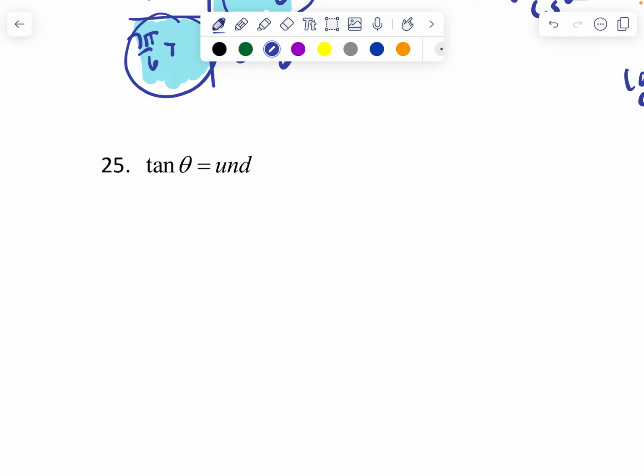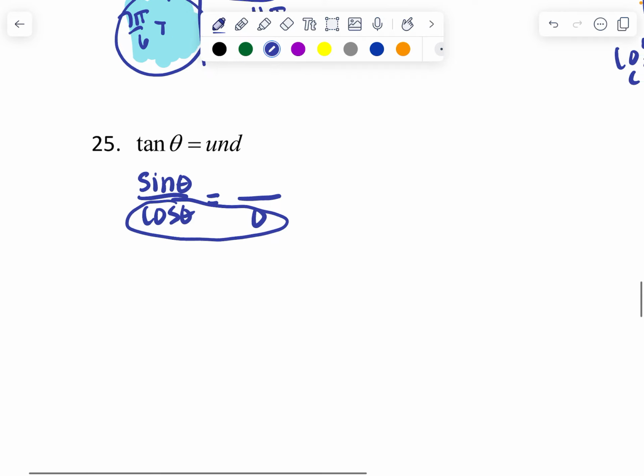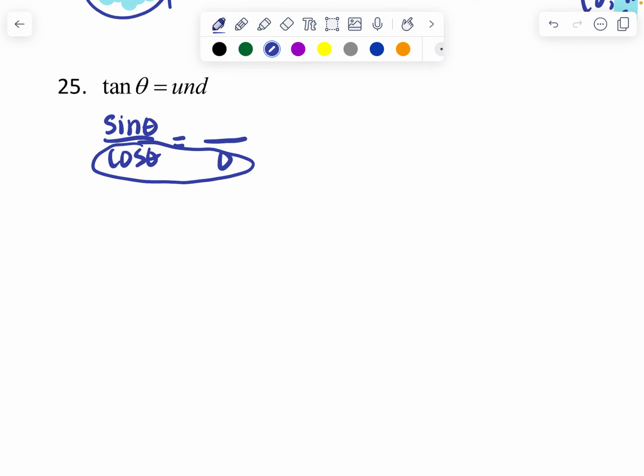Well, I don't really know anything about undefined for my chart, but I know that tangent is sine over cosine, right? Sine divided by cosine. Now, what does it mean to be undefined? Well, that means that you're dividing by 0. Doesn't really matter what's on top, but pretty much that says whenever cosine equals 0, tangent's going to be undefined. So the question really translates into, where does cosine equal 0?